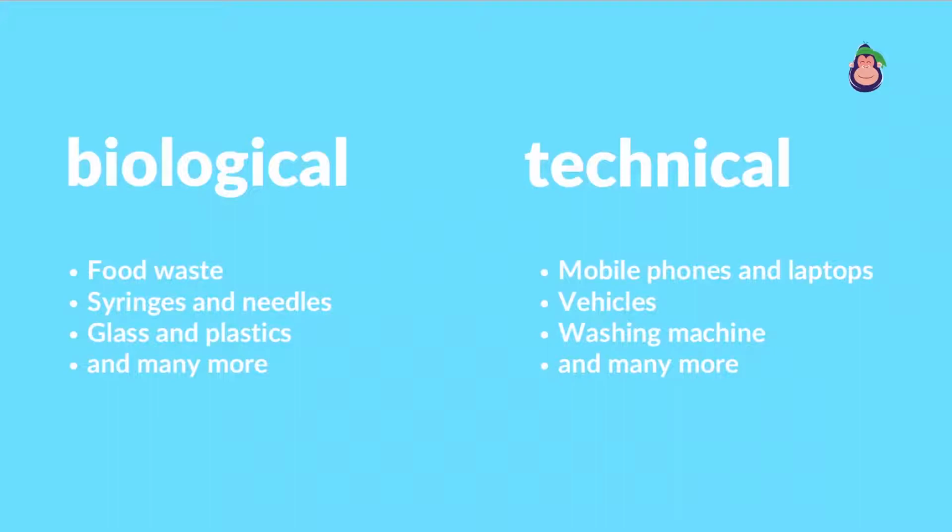Thinking about this entire world, we can divide it into two categories: biological products and technical products. Biological products can include food waste, hospital products like syringes, needles, glass and plastics. On the technical side, we have mobile phones, laptops, vehicles, washing machines, and many more electronic products.